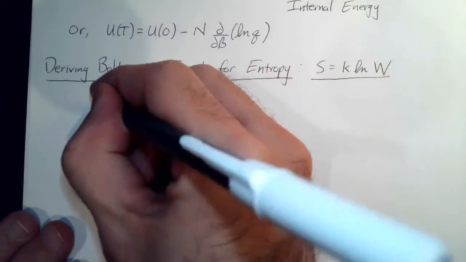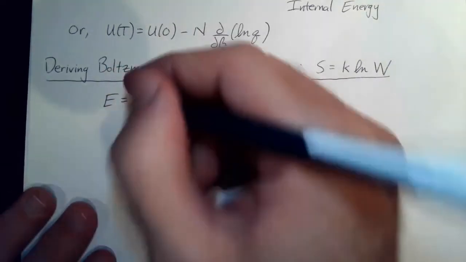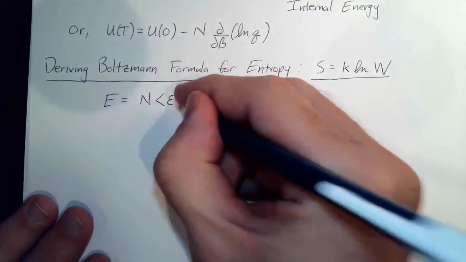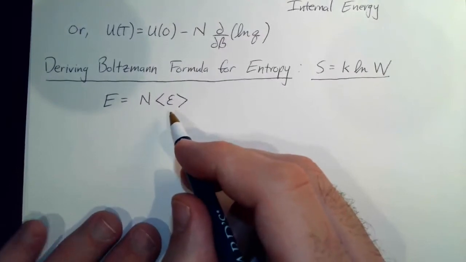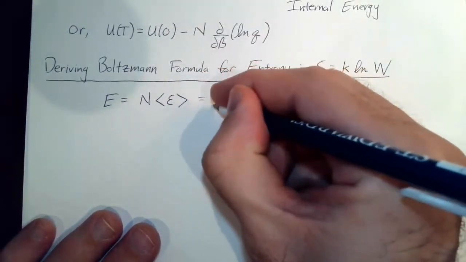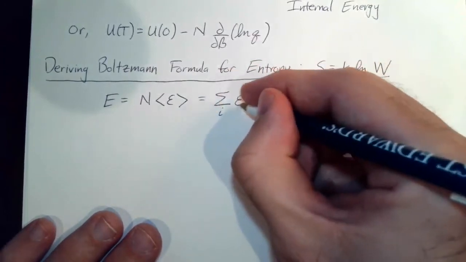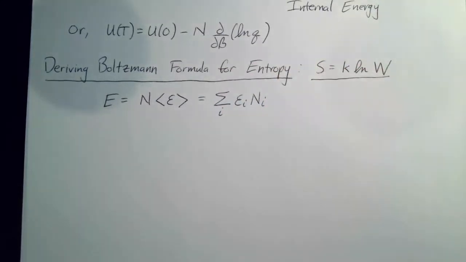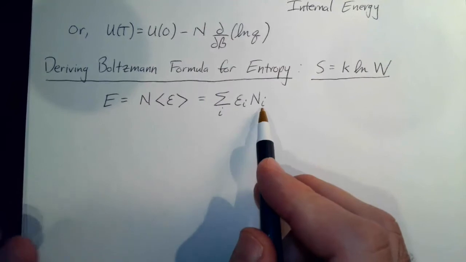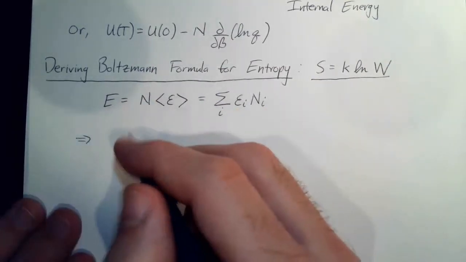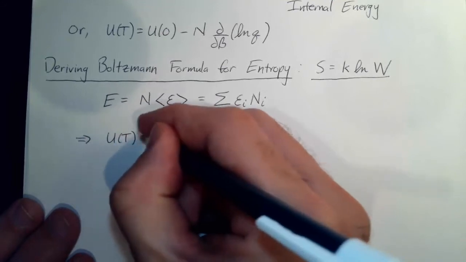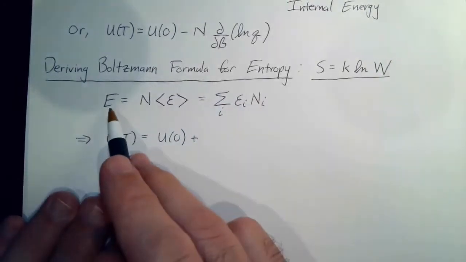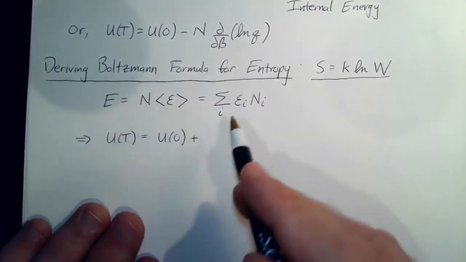Okay, so to start with, remember the total energy of the system. We had a couple different ways of writing it. We can write it as the number of particles, molecules, times the mean molecular energy. Another way we can write it is as a sum over all the energies, epsilon i, times the number of molecules that have that energy. So using this second version, I can write the formula for U of T, which equals U of 0, plus the total energy, which earlier I wrote this way. Now I'm going to write it this way.